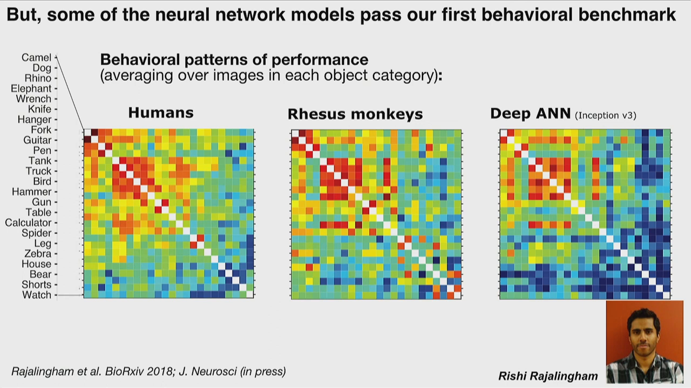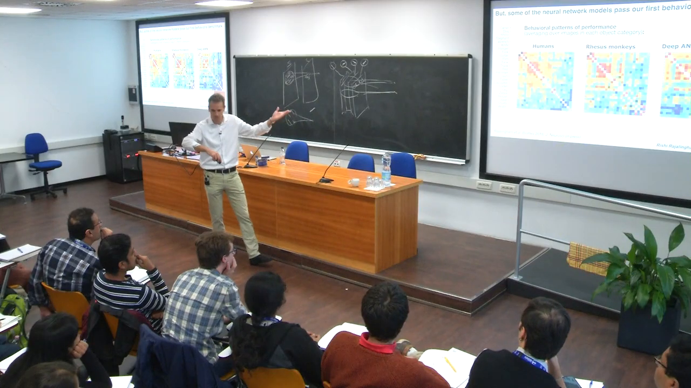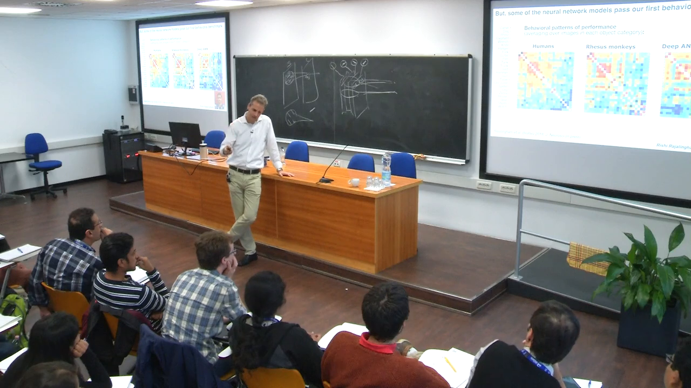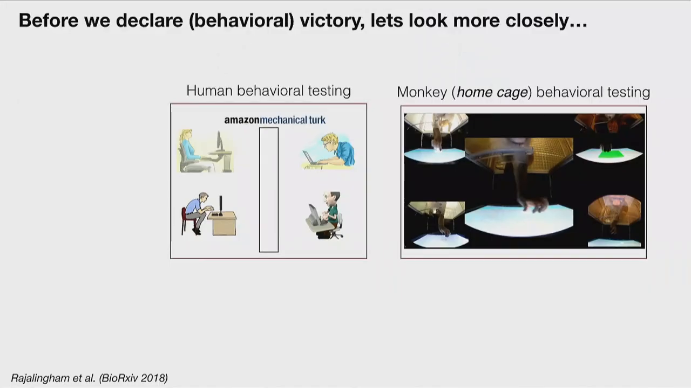And this is your question about putting linear classifiers on them. This is sort of a version of that. So they're meeting this kind of behavioral benchmark. So these models are not quite explaining IT, but they're in the game behaviorally.